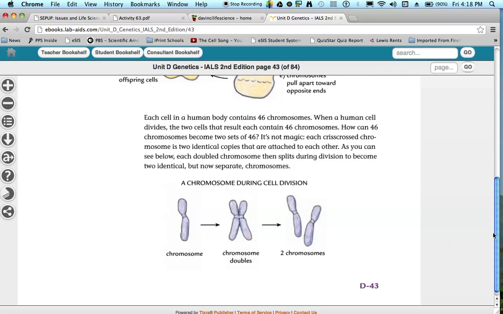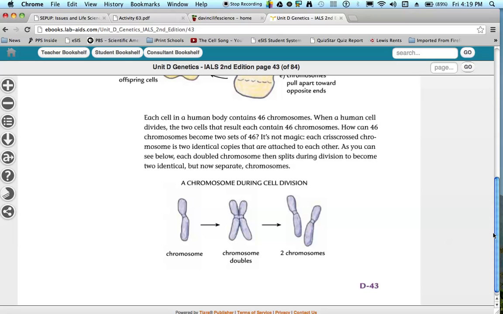Each cell in the human body contains 46 chromosomes. When a human cell divides, the two cells that result each contain 46 chromosomes. How can 46 chromosomes become two sets of 46? It's not magic. Each crisscross chromosome is two identical copies that are attached to each other.